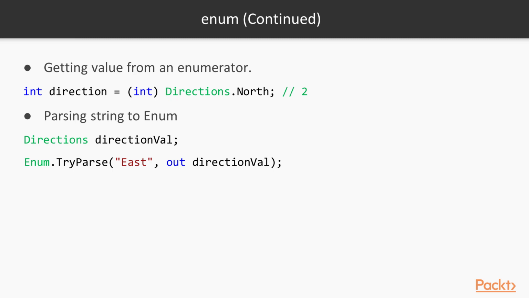You can convert or cast any enumeration member and this will return its integer value. So in this case, it will return 2. If we have to parse any string to its enumeration representation, we can use the enum.TryParse method. Here we are using the out keyword. You will understand this in the next video, and I will also explain this in a code demonstration. Let's jump into Visual Studio and see enumerations in C Sharp.